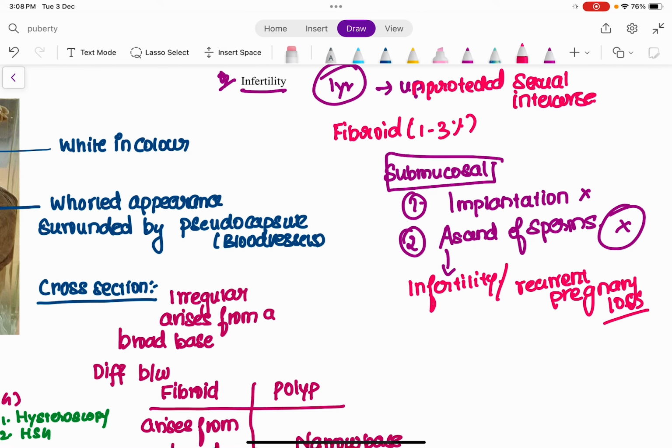So fibroid is a separate solitary cause for infertility, which accounts for about 1 to 3% of the cases. And the most common type of fibroid to cause infertility is the submucosal fibroid, as it occurs in the uterine cavity. The problem could be with the implantation, or the problem could be with the ascent of the sperms because of the dislodgement by the fibroid. So the patient might have pregnancy loss, or the patient might be infertile. Either she can conceive and result in pregnancy loss, or she might not conceive because of the problem of fibroid, right?